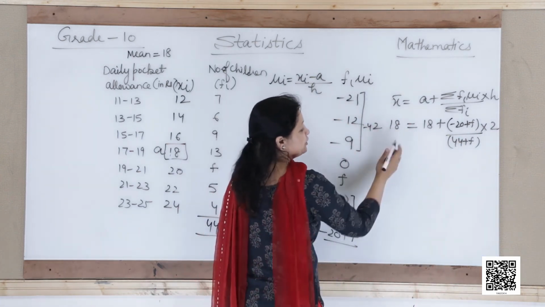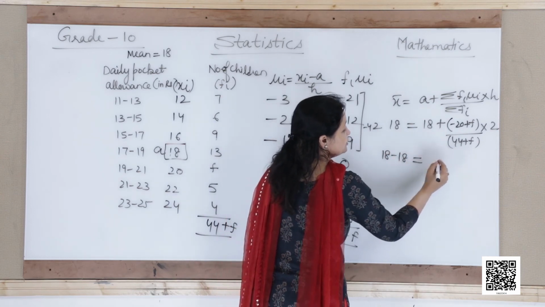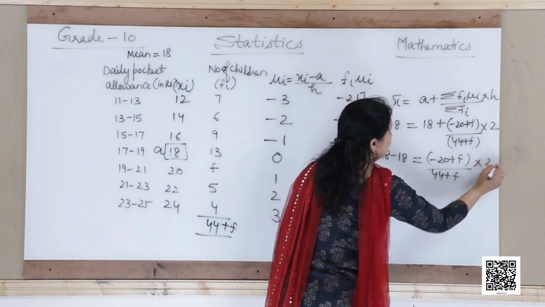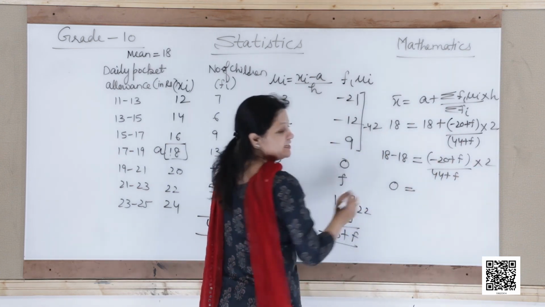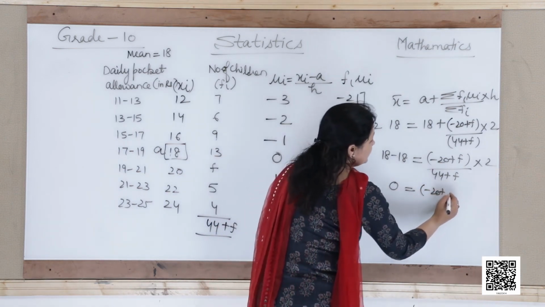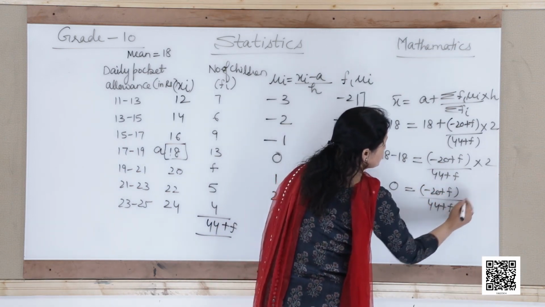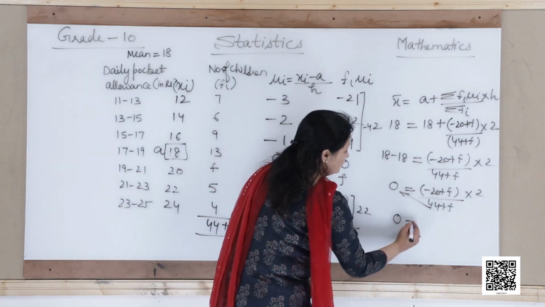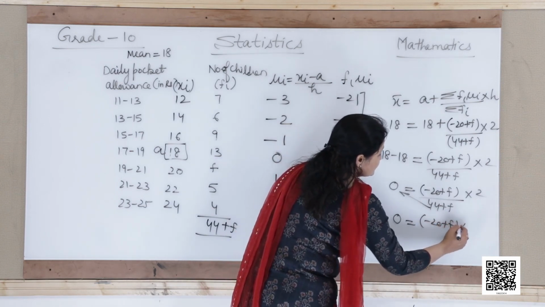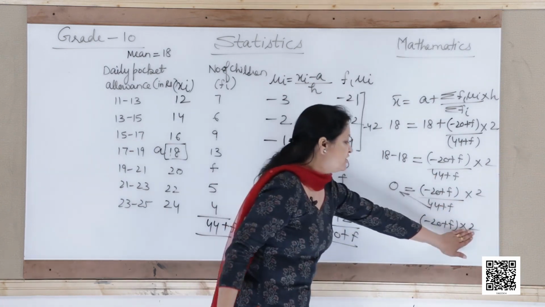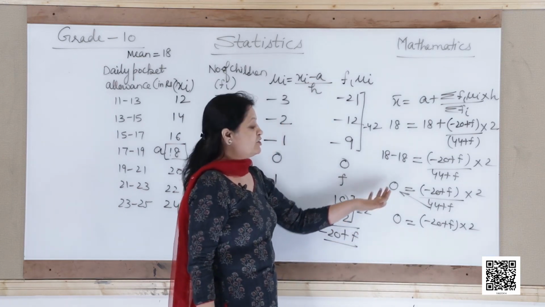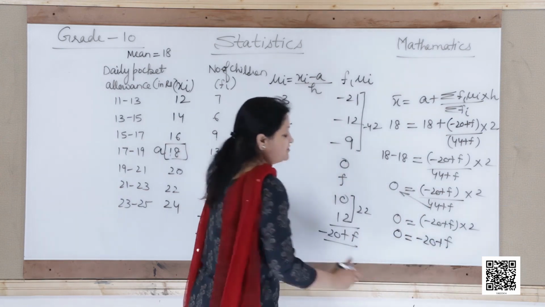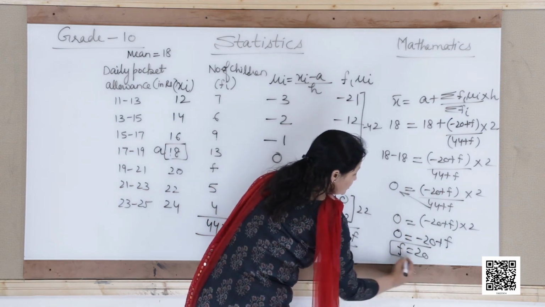Now, firstly, I'll shift A to this side. 18 minus 18 is equal to minus 20 plus F upon 44 plus F multiplied by 2. 18 minus 18 is 0. When I shift this to this side, 0 into something is 0, is equal to minus 20 plus F multiplied by 2. When you shift this 2 to this side, it will be divided, and 0 divided by something is 0. So minus 20 plus F is equal to 0, or F is equal to 20.